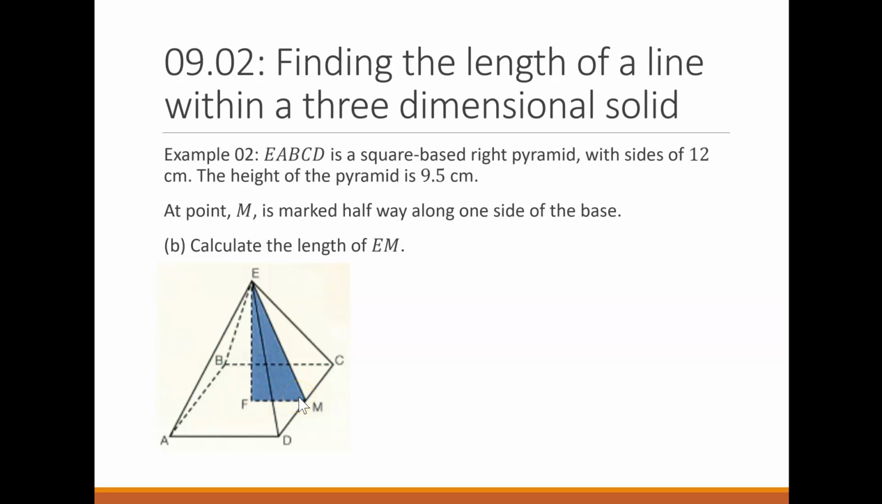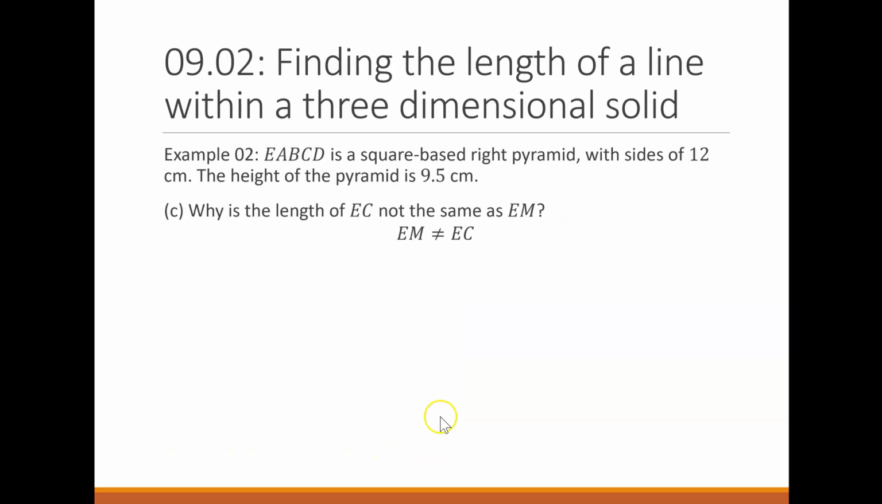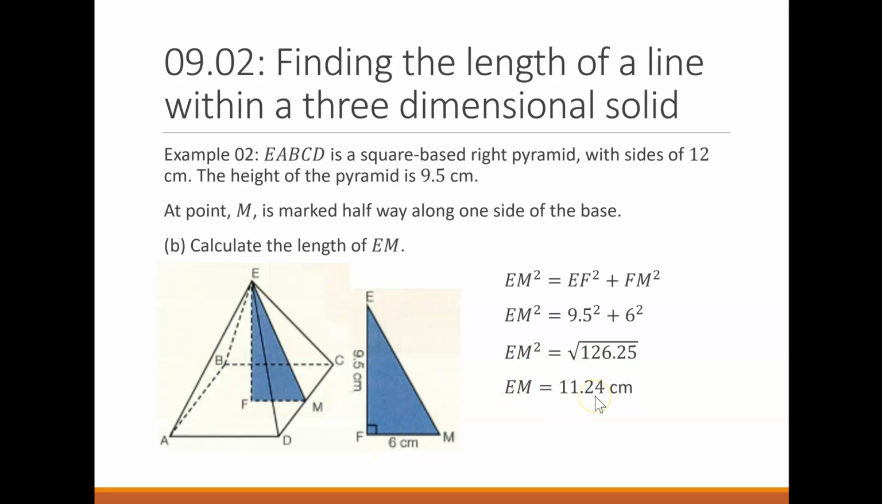Everybody's cool with that? And I know EF is the height, so that's 9.5. I have that already. What's the length of FM? Good, 6. Since the side is 12, I know that, and I know F is the absolute middle of my square. So this side that's obviously parallel and equal to AD, F is in the middle of. So everybody's cool with that reasoning? Okay, and then I Pythagorean theorem again, and I get 1124.